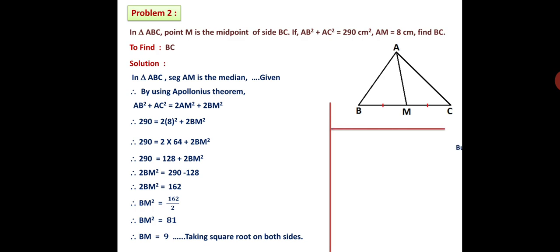Friends, but you know that BM is half of BC. We have to find out BC. Therefore, BC is twice of BM. Putting the values, BC is equal to 2 into 9. Therefore, you are getting BC as 18 centimeter.